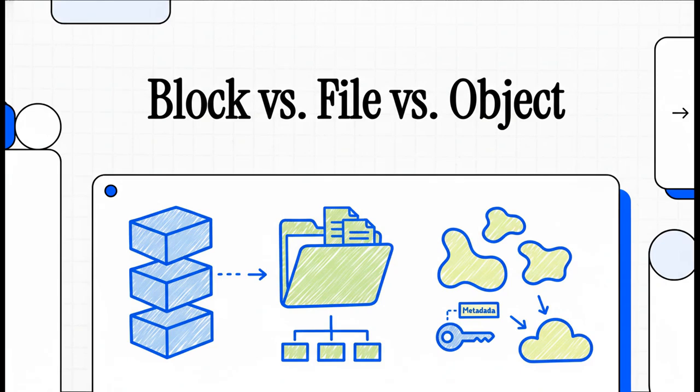All right, let's talk about one of the most fundamental challenges in all of tech. How do we store our data? It sounds simple, but it's not. We're going to break down the three big players in the storage game: block, file, and object, to really understand what they are, what they're good at, and most importantly, how you pick the right one for the job.